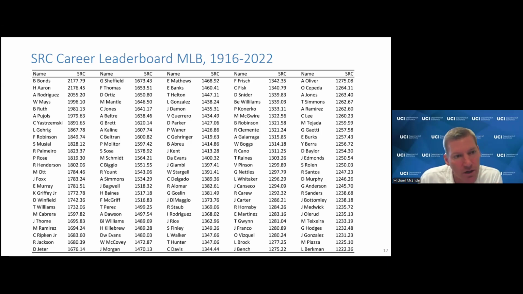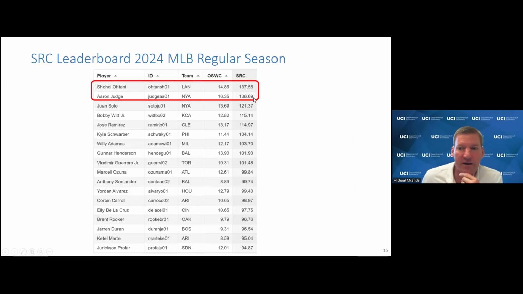Not only that, of course, it's correlated with your skill, because if you're a better player, you're going to play more. So it should be correlated with skill, but it's not a precise measure of skill. Moreover, because it's based on collaboration, your SRC and your OSWC will depend on how your teammates played. So let's look at Shohei Ohtani and Aaron Judge. These were great players.